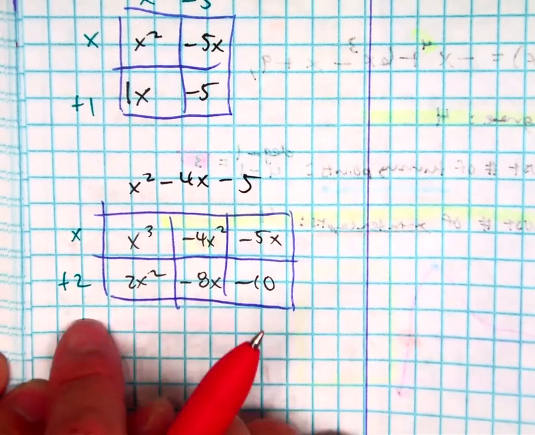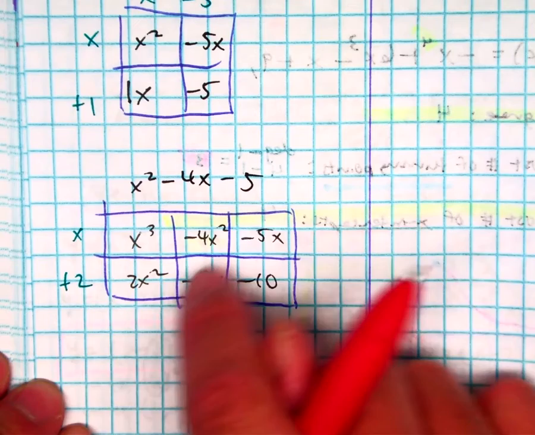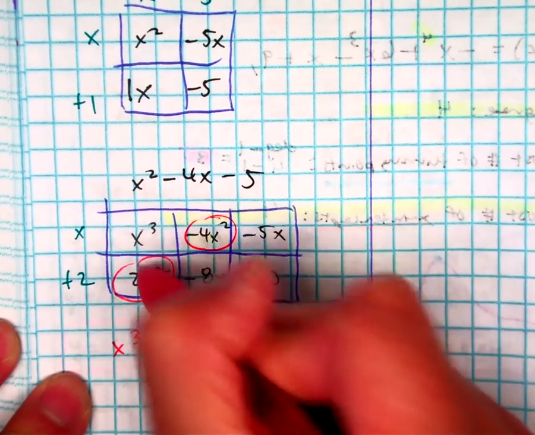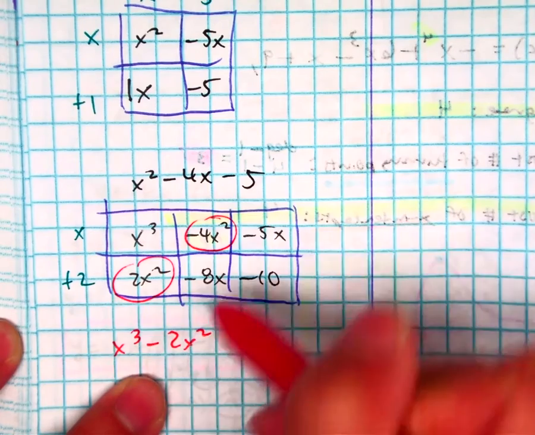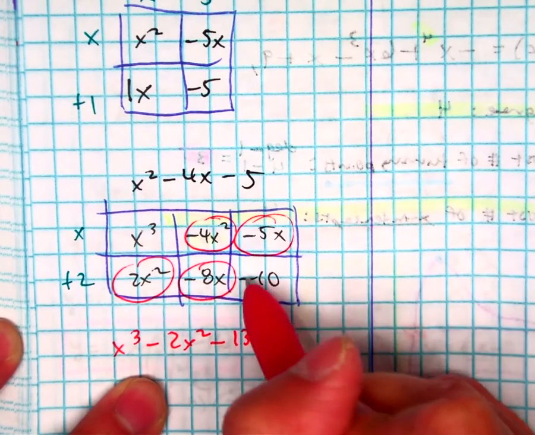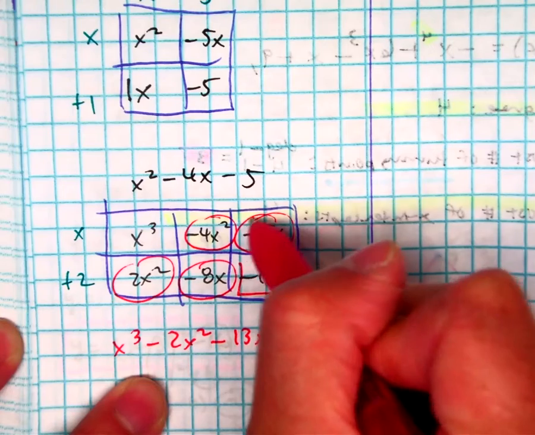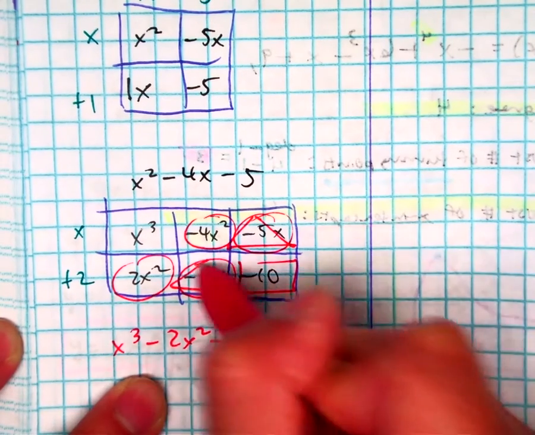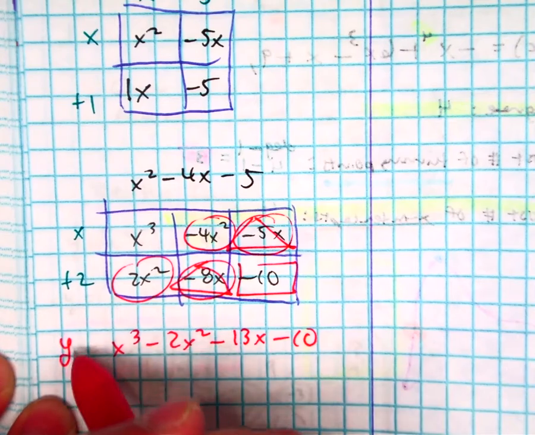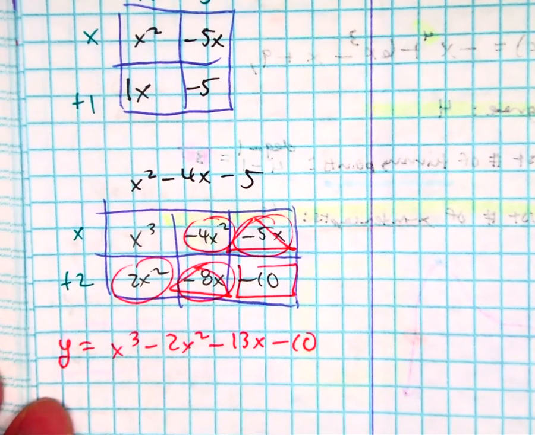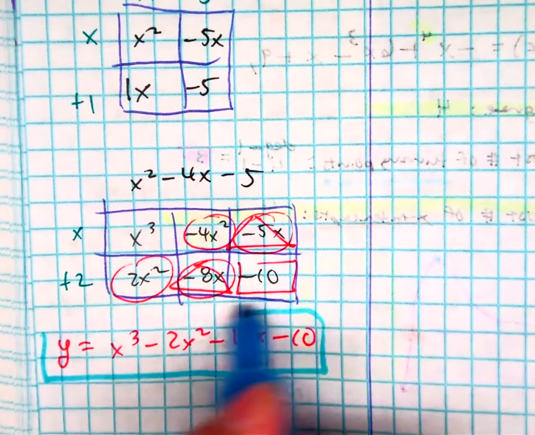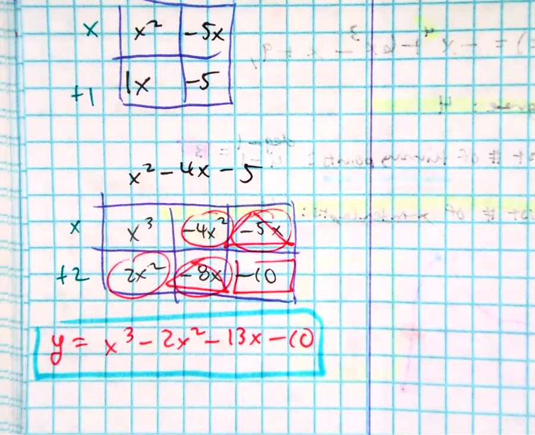Here's the awesome thing, if you don't have any missing terms using the box method, you'll recognize that the like terms are diagonals. X cubed, negative 2x squared, negative 13x. Maybe I should have done different shapes, triangles, and then minus 10. So here's my equation of my polynomial in standard form given those intercepts. Okay?